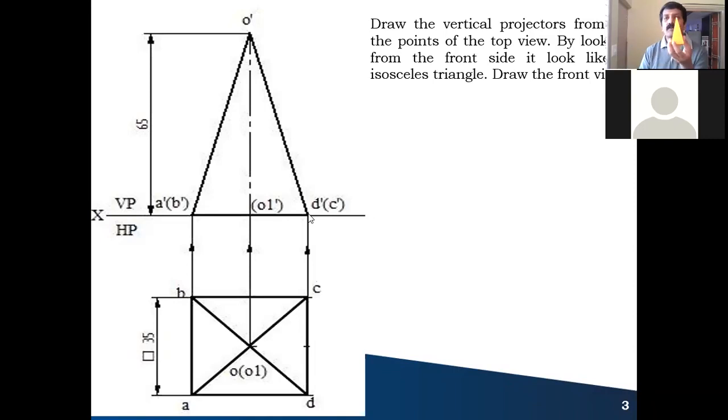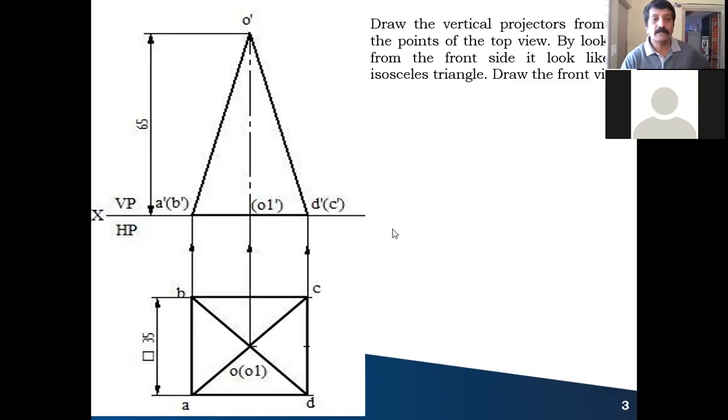So in the front view, how exactly does it look? If you see the square pyramid from the front side, it looks like an isosceles triangle. That is what I have written there. You see this, again I'll repeat it. From the front side, it looks like an isosceles triangle. That is what I have written here. You can see, and also you are looking from here.